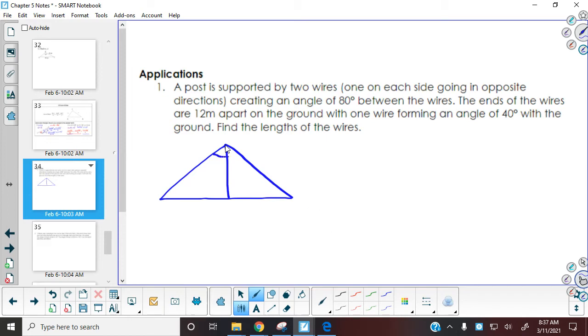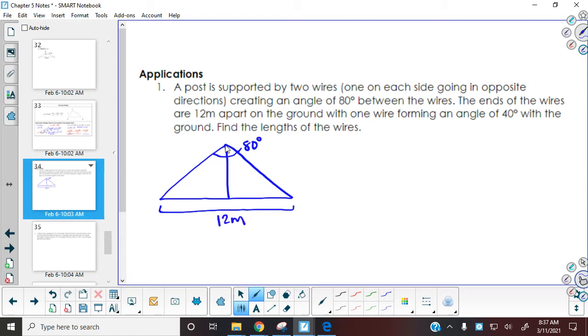So my picture is not drawn to scale, but that's okay. So this is 80 degrees between the two wires. The ends of the wires are 12 meters apart on the ground, with one wire forming an angle of 40 degrees with the ground. Okay, so what that tells us is wire to wire is 12 meters.